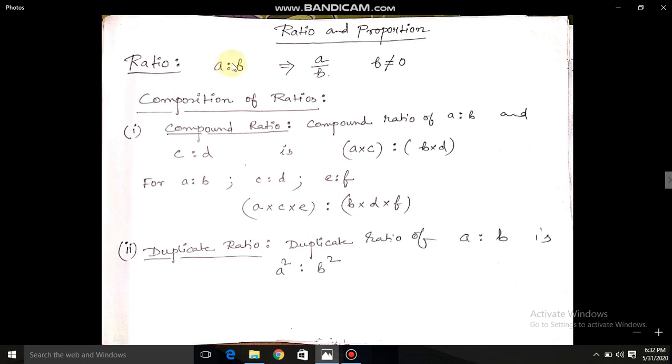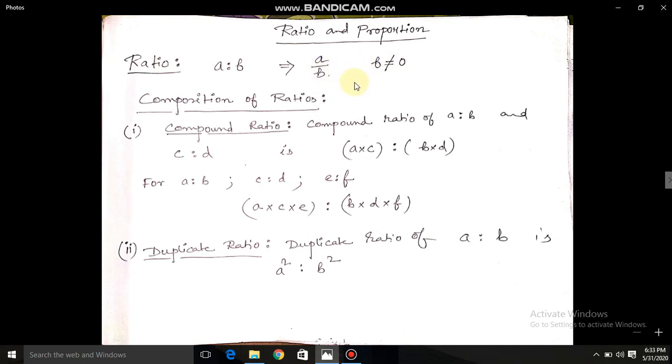Okay, so say A and B are two quantities of the same kind and same unit, say the ages of two brothers. Then we can say A is to B is possible, that is, the ratio is possible. A is to B means A divided by B, where B is not equal to 0. B cannot be 0 because if in the denominator we get 0, it becomes undefined.